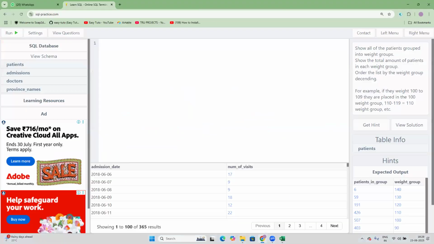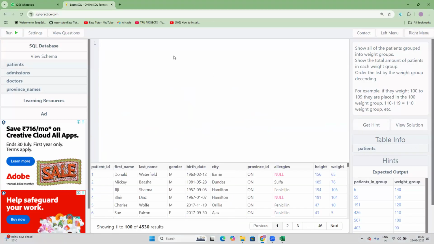In the query that we are doing right now, we are going to do the same for weights, but using SQL. Now, how do we do that? Very easy. Number one, we have to calculate the total number of people in that group, so obviously I have to use count. I'll use count of star as num patient.